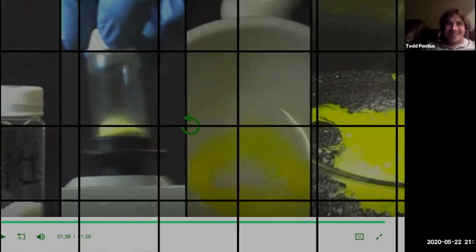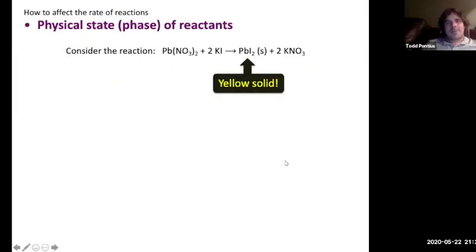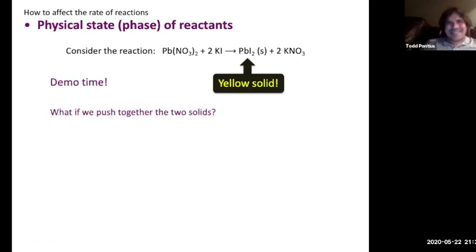almost immediately. So to summarize what we just watched, here's the reaction: lead nitrate reacting with potassium iodide to form the yellow precipitate lead iodide. When we push together these 2 solids, not much happened. Not very exciting at all.